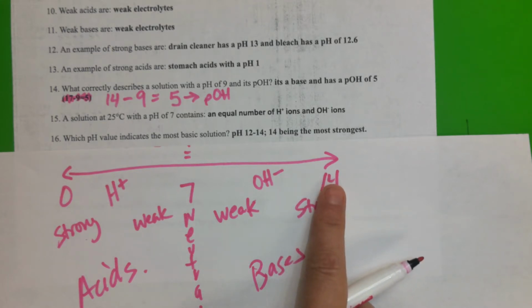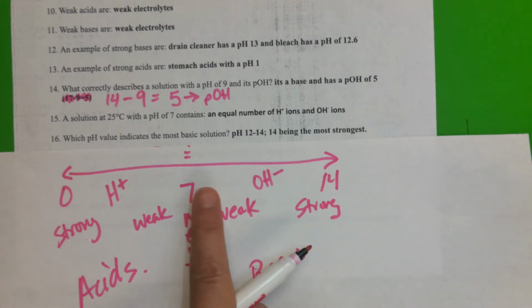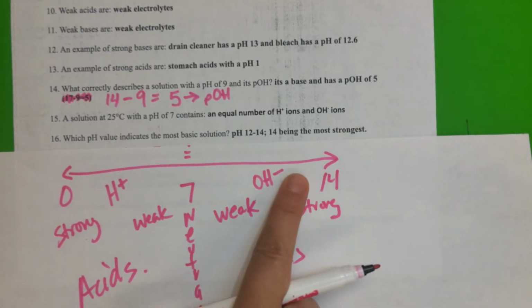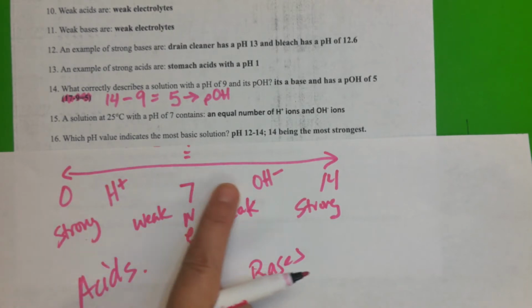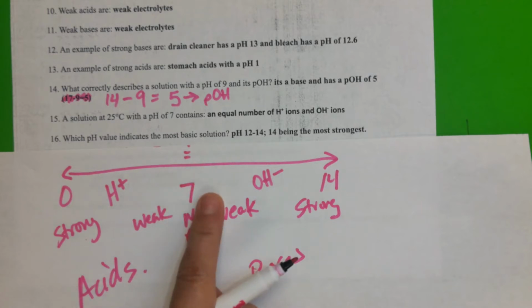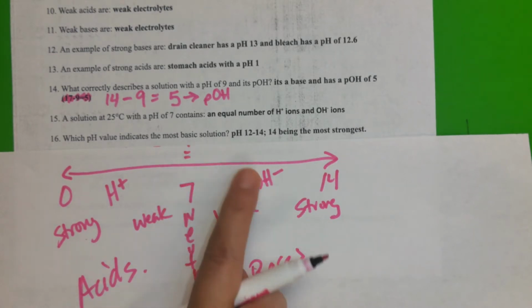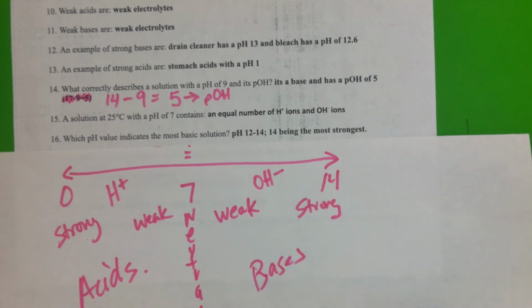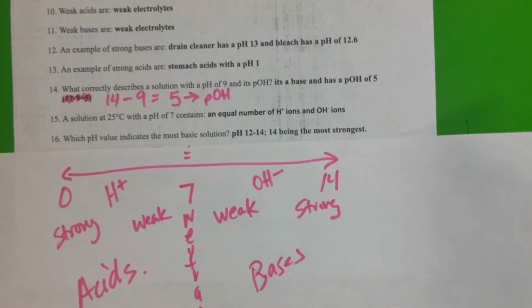So you're going to be given options and some of them are going to be very weak. The closer it gets to 7 or even less than 7, that will be the least basic. The most basic are always going to be closer to 14. Okay, so it's going to be one of them.